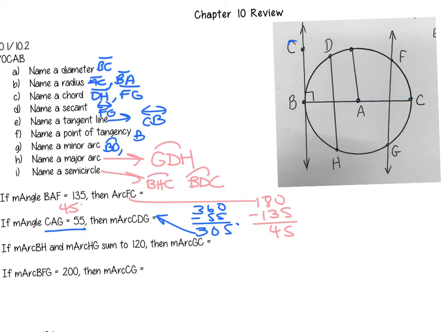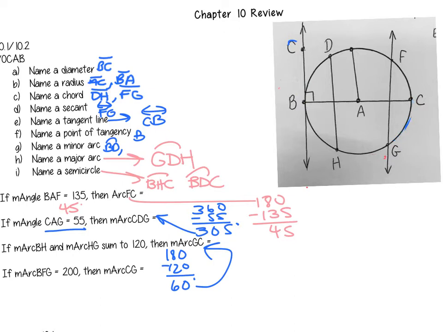Okay, next one is arc BH and arc HG sum to 120. Find the measure of arc GC. So what do I know about that whole bottom? 180. So 180 minus 120 is 60 degrees. Questions on that one?